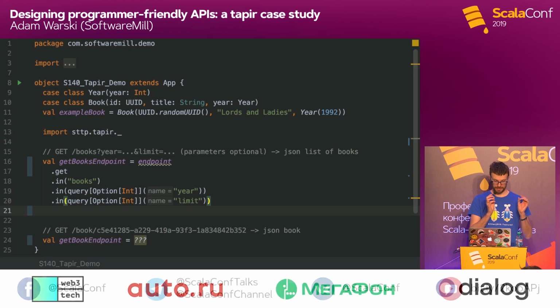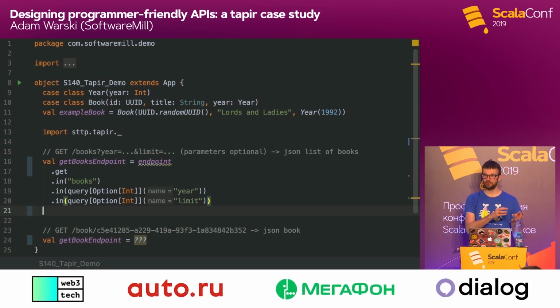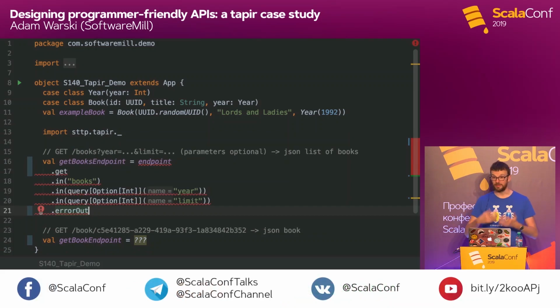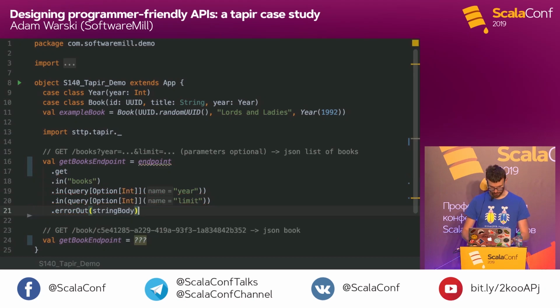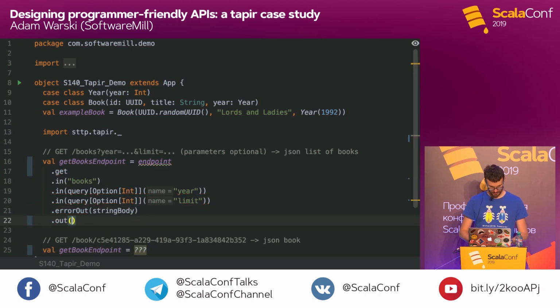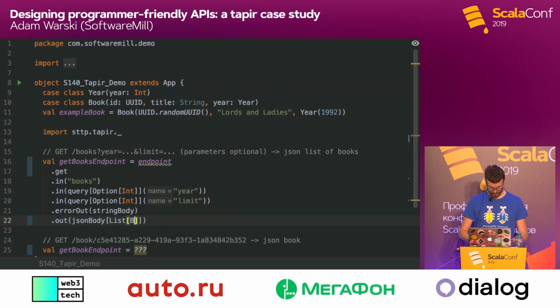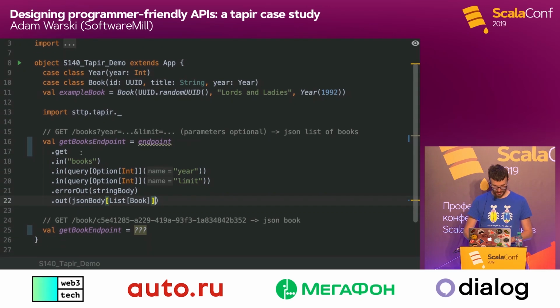So the description of the outputs in the error case is different from the description of the outputs in the success case. So on an error, if anything goes wrong, the parameters are malformed, the limit is negative or whatever, we will return a string body just describing what the problem was. And in case of success, we'll return a JSON body, which will be a list of books. A list of books, okay? And that's it. That's our endpoint description. It reads more or less natural, I think. You can kind of guess what it does.